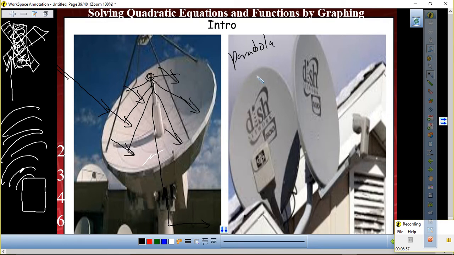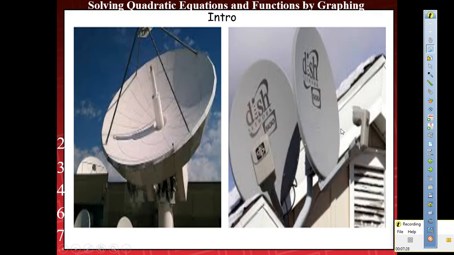Exactly. And back then, instead of calling it just a dish, they used to call it a parabolic antenna. Why do you think they call it a parabolic? Because it's curved like this. Yes? All right. Where else do we see it? Now they're using it in technology. Who's seen this? I have.